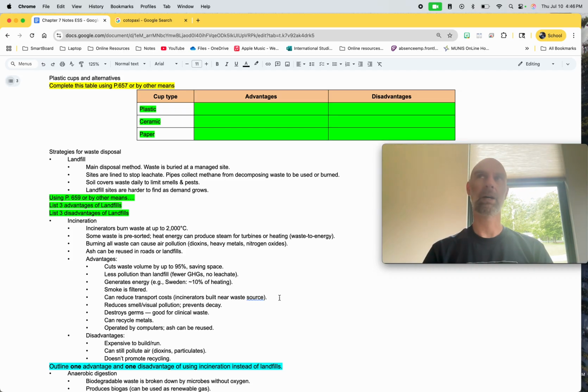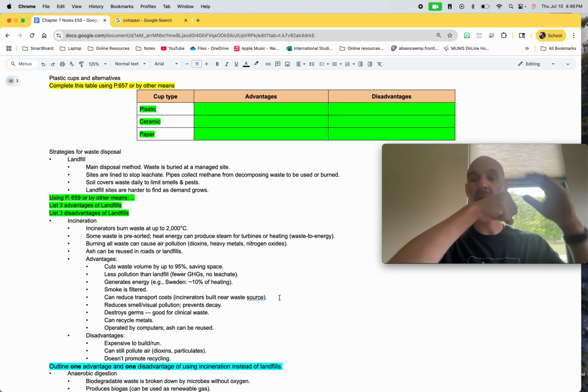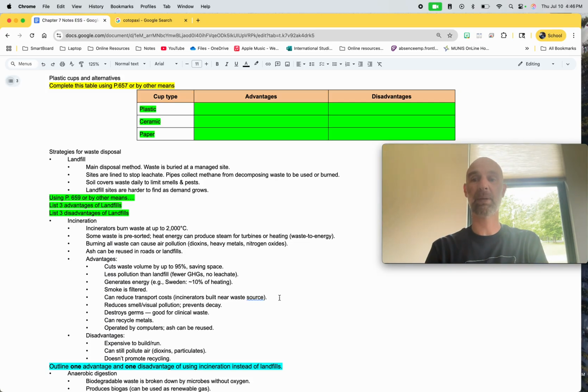So yeah, basically you put all your waste in the landfill, and then you cover it with soil. So that basically decreases the smell and the bugs and other pests. Landfill sites are harder to find as demand grows. It's just, who wants to have a landfill near them?